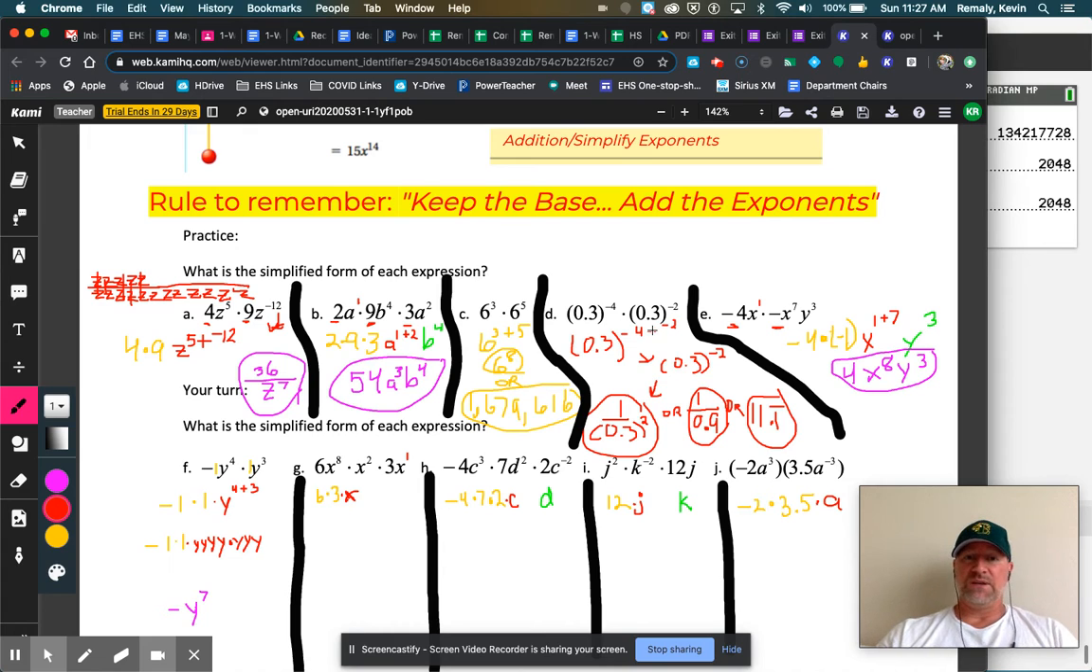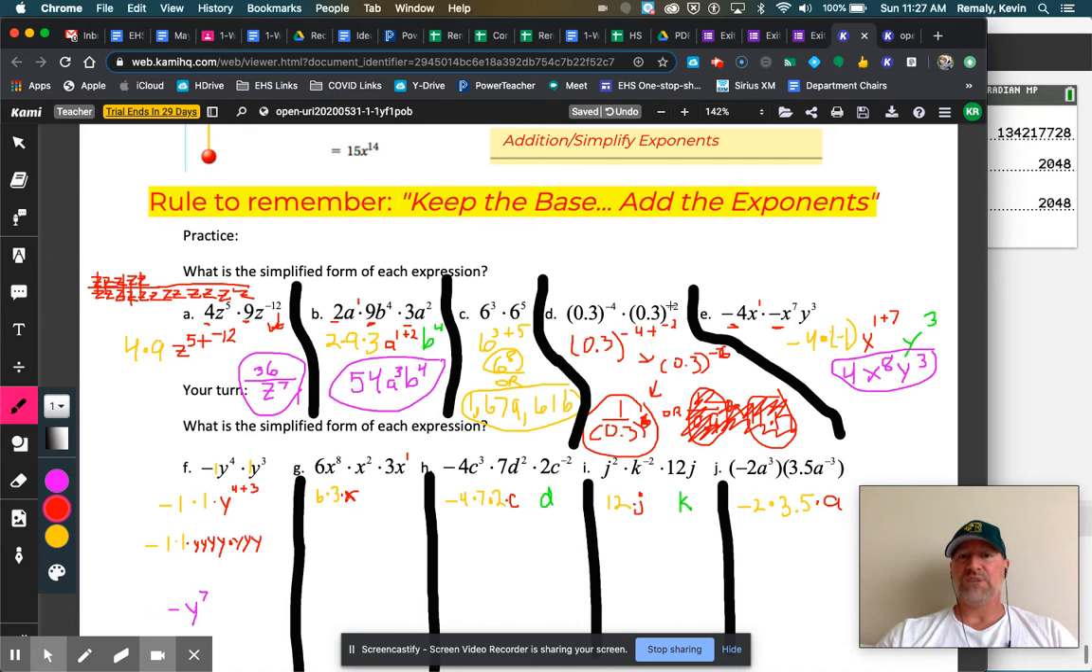Oh boy, I made a little mistake here. So we have negative 4 times 0.3 to the negative 2. So we're actually adding these two together. That gives us 0.3 raised to the negative 6th, and we would have to move that downstairs. So don't look at this here. I apologize. I made a mistake. Shame on me. What I did is I applied the division rule, which we're going to get to momentarily.